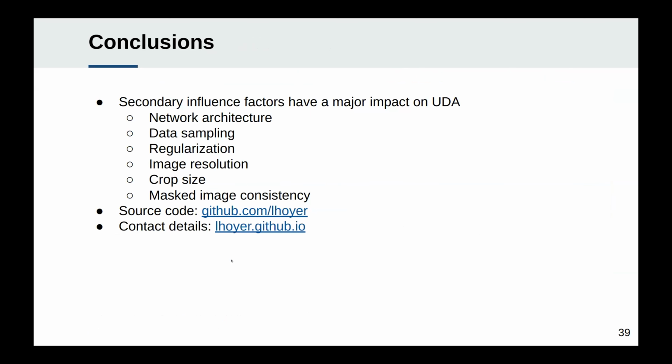So concluding the talk, we have seen that secondary influence factors, so basically not the main domain adaptation methods, but orthogonal components like network architecture, data sampling, regularization, image resolution, crop size, or masked image consistency play a huge role in making domain adaptation finally come very close to supervised learning.